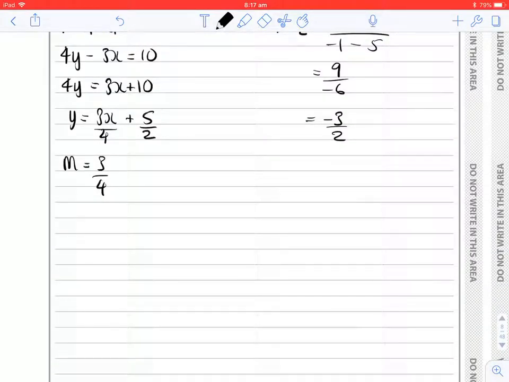So looking at these two values for our two gradients, what we can say is they are not parallel, as the gradients are not the same.